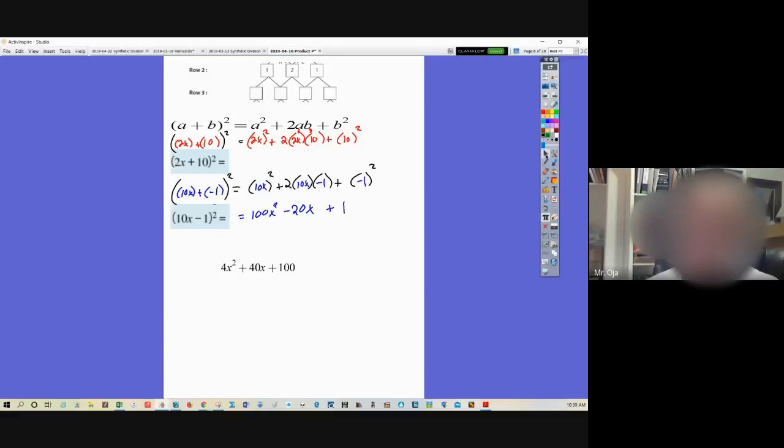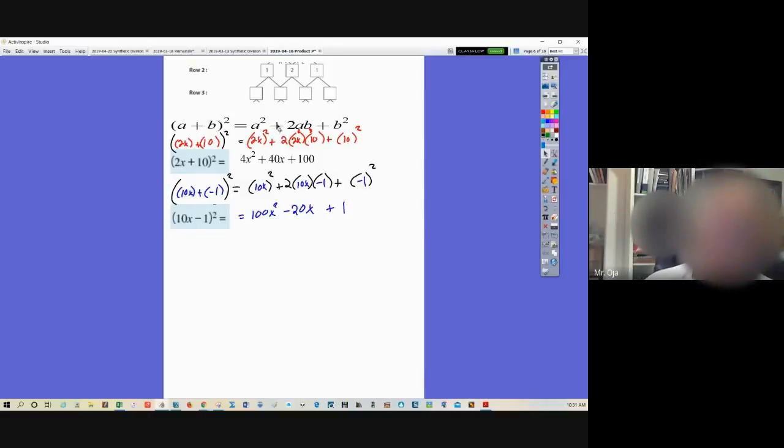See what I'm saying? Okay. And what if we want to do something like this guy down here? Let's try this one. The quantity 10x minus 1 squared. Now that's going to fit the pattern a plus b squared, where a is equal to 10x and b is equal to -1, right? Because subtracting something is the same as just adding a negative, right? Okay, so we're going to follow the same pattern.